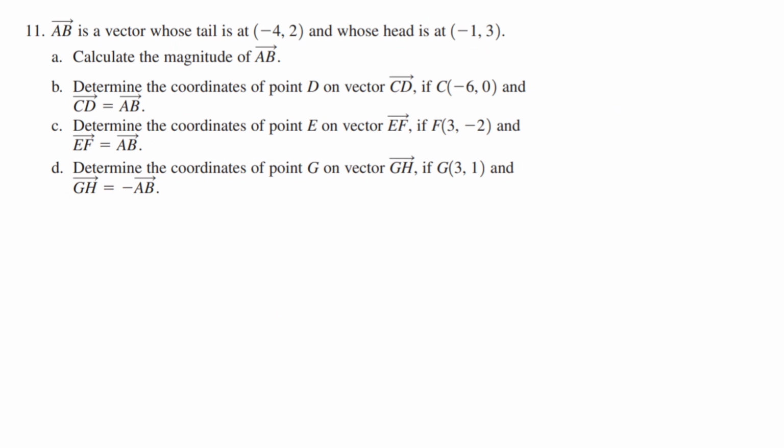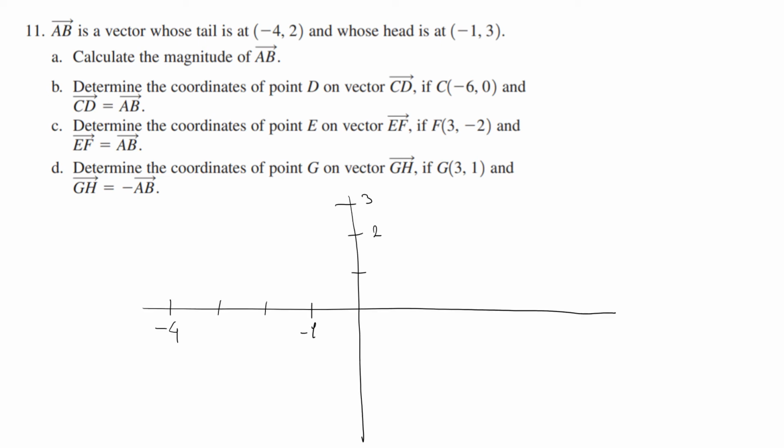So AB is a vector whose tail is at -4, 2 and whose head is at -1, 3. Now the point they're talking about is -4, 2, which is right over here, and -1, 3 occurs right over here. Now if the tail starts from -4, 2, then it would go right like this. For me to find the magnitude of AB, which is the first question, I need to figure out how long this arrow is, right? And I can actually find that by using the Pythagorean theorem.